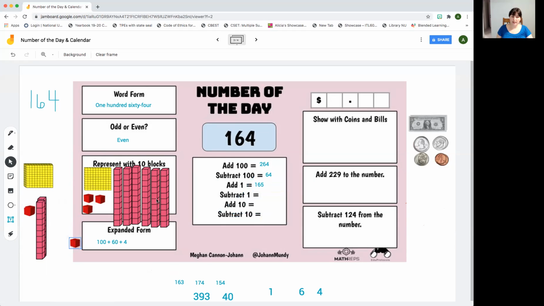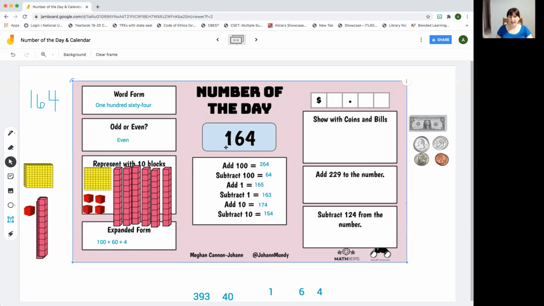would have 163. So 100, 10, 20, 30, 40, 50, 60, 1, 2, and 3. So I would have the number 163. Now if I were to add 10, I would have 110, 20, 30, 40, 50, 60, 70, 1, 2, 3, 4, 174. That's my original number. If I were to subtract 10, now I would have 100, 10, 20, 30, 40, 50, 1, 2, 3, 4. So 154 if I were to subtract 10.